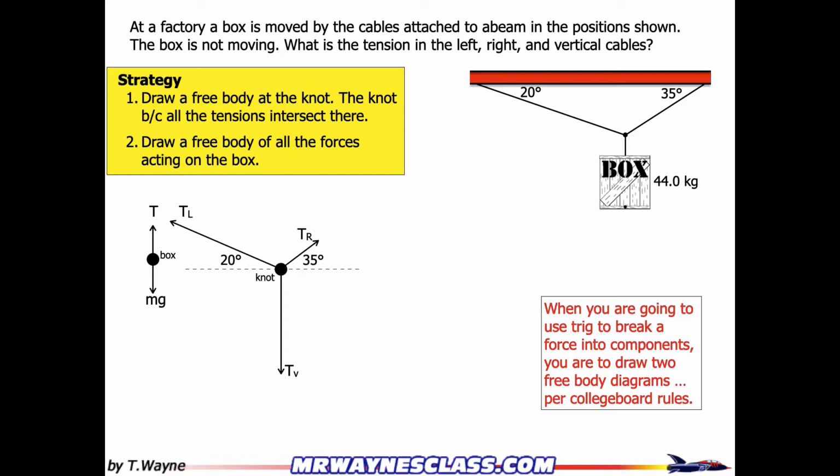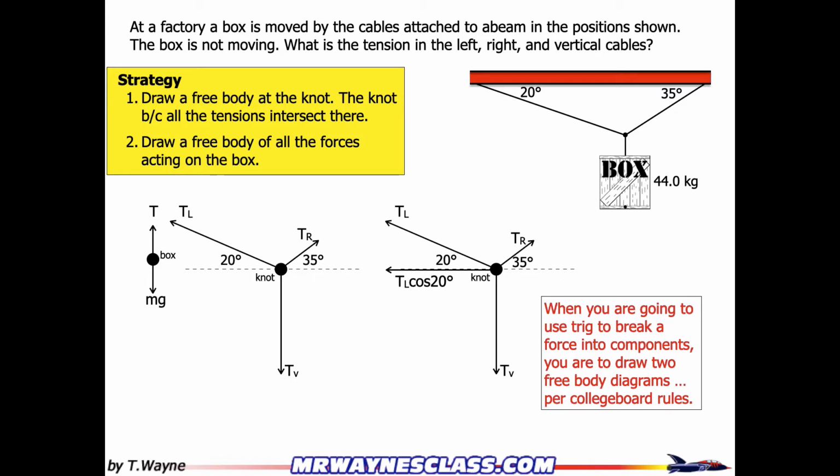Okay, so College Board rules. This is the first free body diagram. And if you have forces that are at angles, you have to draw a second free body diagram. And on the second free body diagram, you have to show the components. So the first one is just to show where the forces are, and the second one is really the one where you use everything. So here's my dot, here's my knot, sorry. And here's the second one. TV going down from the knot, TL, TR. Okay, it looks like the other one. And now here's the difference. I've got to put in components.